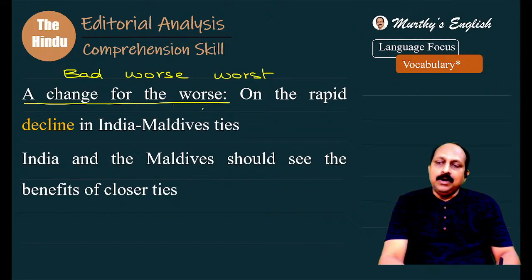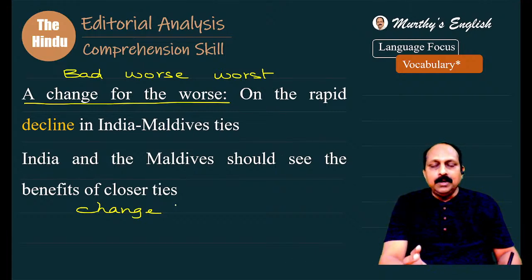A change for the worse. Here, a change for the worse. There's an important word, change. Charles Darwin's quote: nothing is constant in this world except the constant change. Look at the wording, so beautiful. Nothing in the world is constant except the constant change. In this world, there's only one thing that is constant. What is that? Change. That is a paradoxical statement and beautiful wording. Nothing in this world is constant except the constant change.